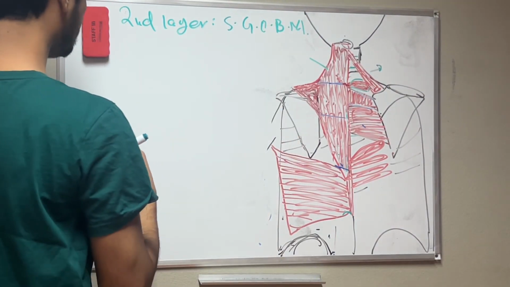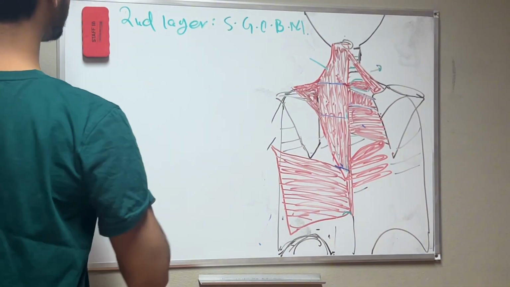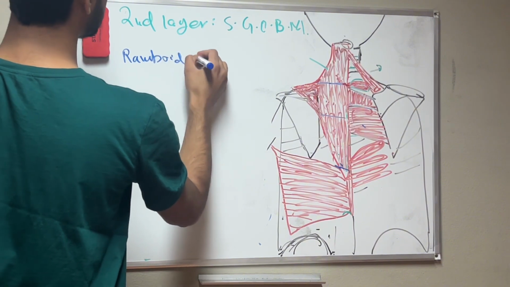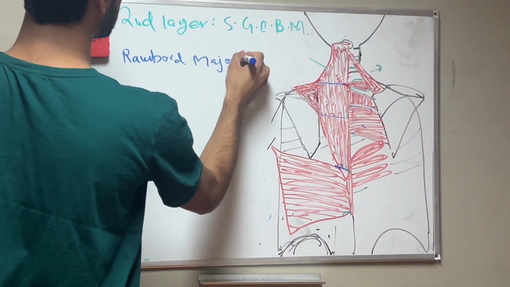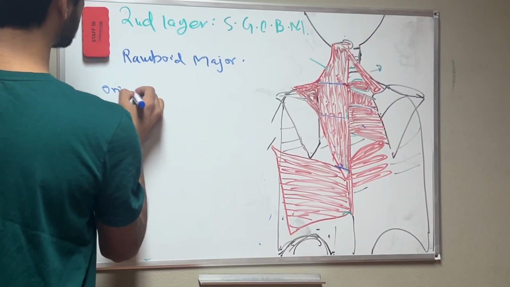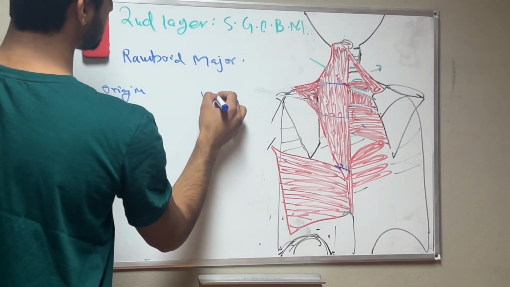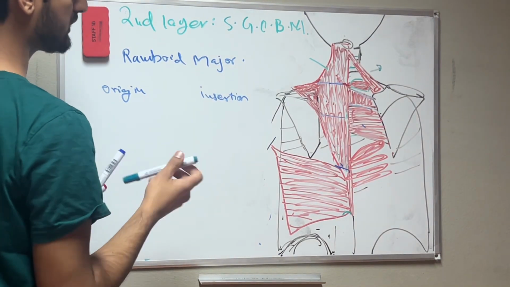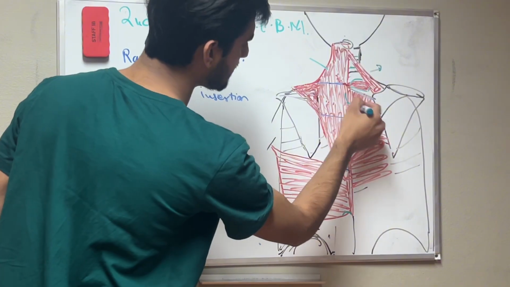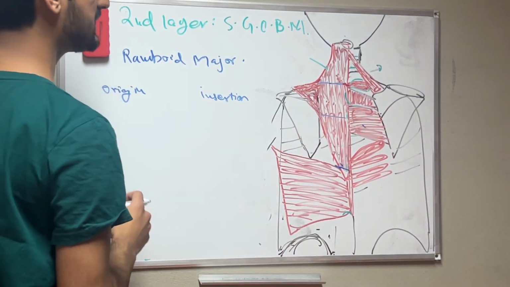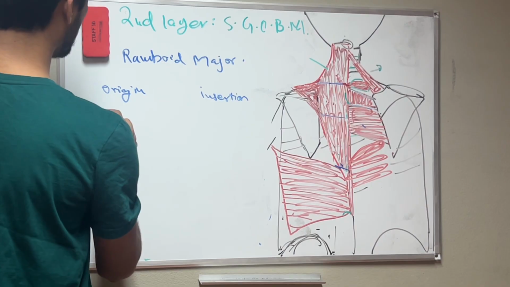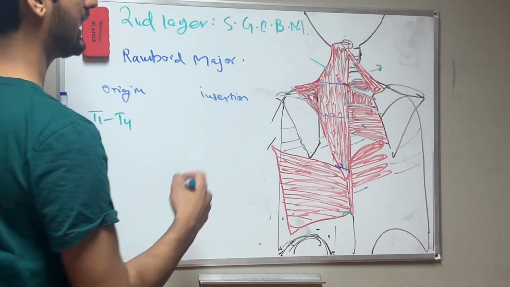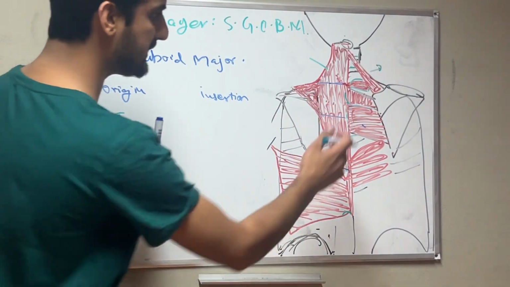Okay, now first, rhomboid major muscle. We will discuss origin and insertion. Origin is, you know, here we have starting from rhomboid. This is the rhomboid major, starting from the T1 to T4 thoracic vertebra. This is the origination of the rhomboid major muscle, and it inserts into the scapula, which we know, this is the middle border of scapula.